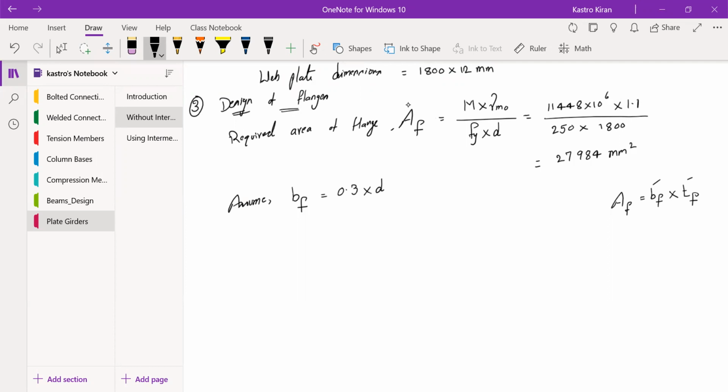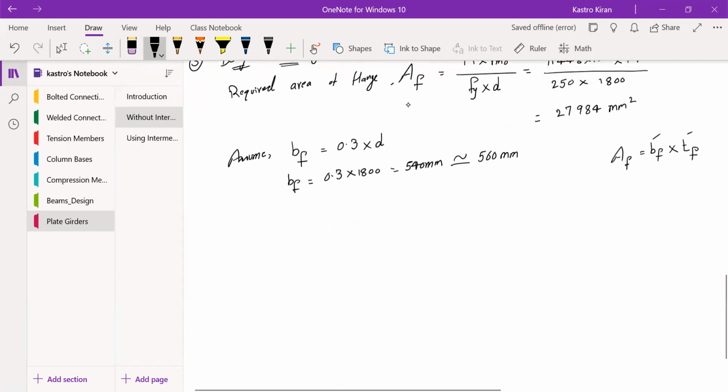So how will you find out? Therefore, bf, that is the width of the flange, equals 0.3 times the depth of girder or depth of web, which is the same, 1800. So it will be 540 mm. You can round off this value to 550 or 560. Since I am doing it for serviceability criteria, I am rounding off to a little greater value than what we have obtained. So bf equals 560 mm. You can take 550 mm also. I'll let you see what happens if you select the very nearest possible values in the upcoming steps. But try to go with little greater values wherever I'm taking.